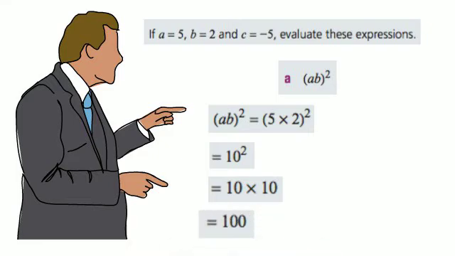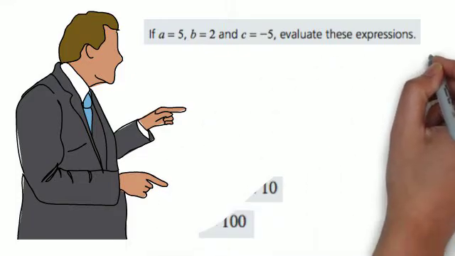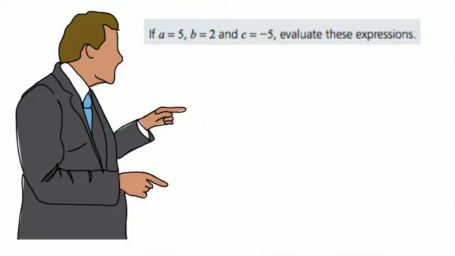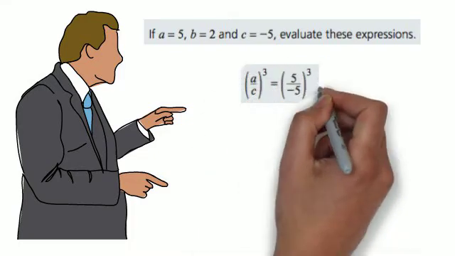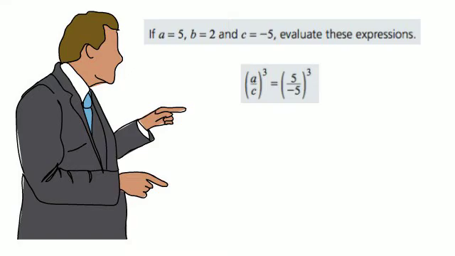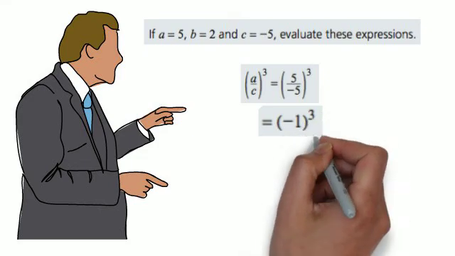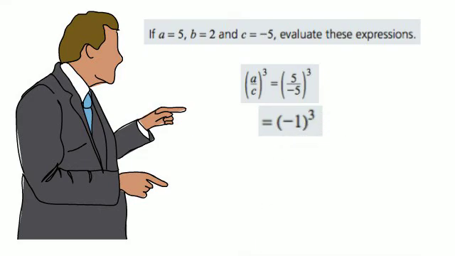Okay, let's go on with question B. So question B is inside of parentheses, A divided by C, to the power of 3. So, here we replace our A with 5 and C with -5, which leaves us with 5 divided by -5, which equals -1 to the power of 3. Okay, because when you divide a positive number by a negative number, the quotient is also going to be a negative.